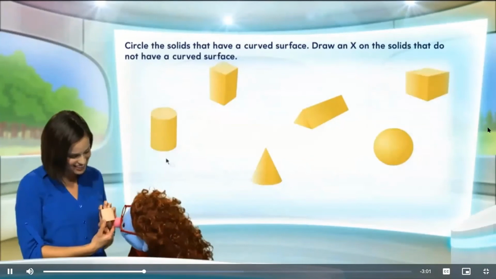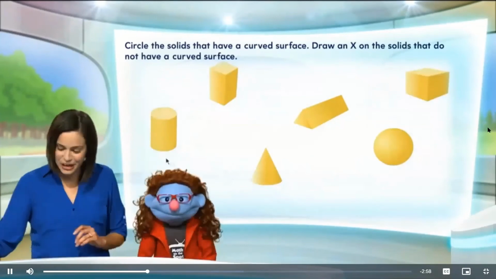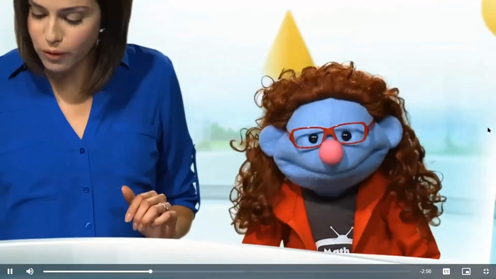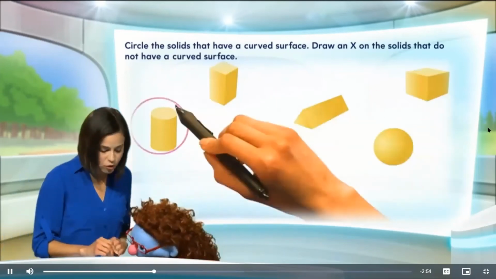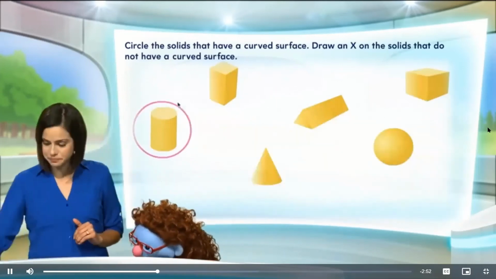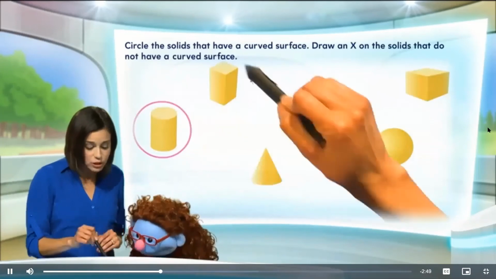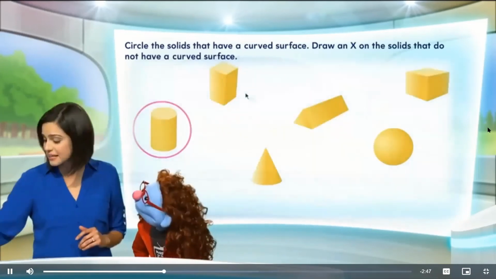Do you see that? Oh, there it is. Yeah. Curvy. So we will circle our cylinder. Let's now look at the rectangular prism.